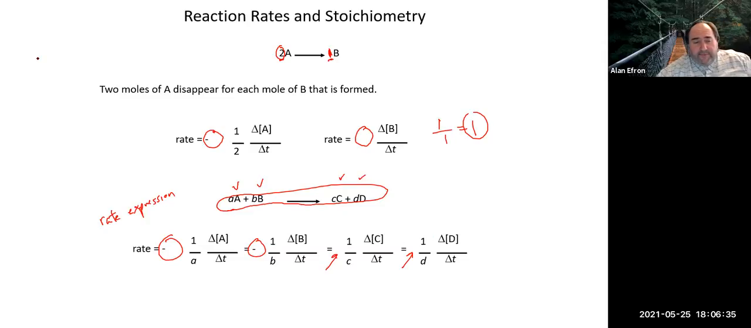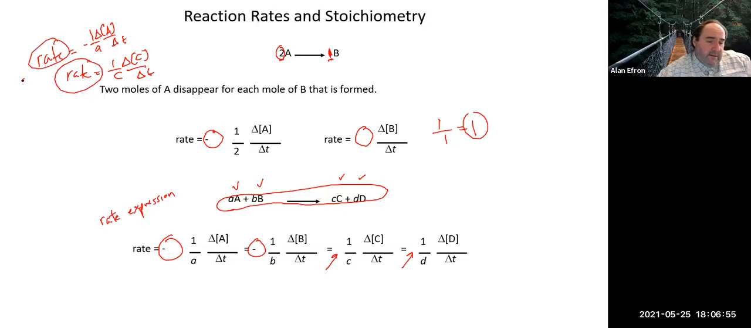You could just break out the ones that maybe you are interested in, like -1 over A, change in concentration of A over change in time, or the rate of, say, 1 over C, change in concentration of C over change in time. You could do them separately, but this rate and this rate will be the same. And that's what ties them together. That's basically the average rate for a particular reaction.